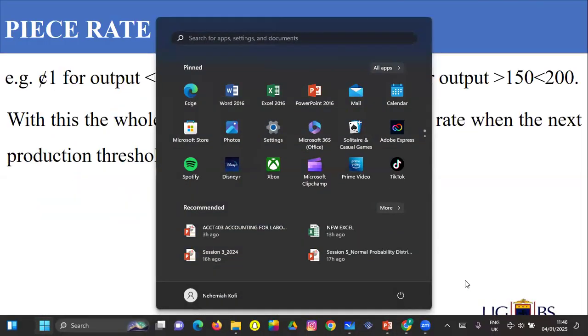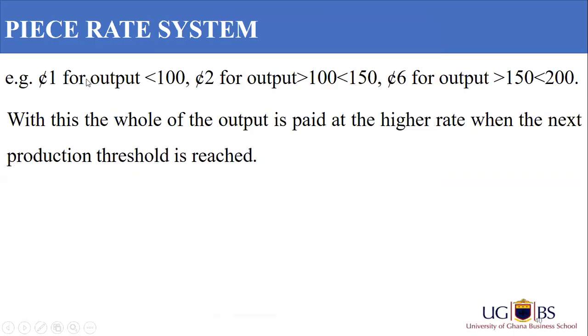So as we are seeing here, it said less than 100 output is this, and then from 100 to 149, because 150 is greater than it. So 100 to 149, and then from this thing up to 200, which is this, that's what we just did, right.